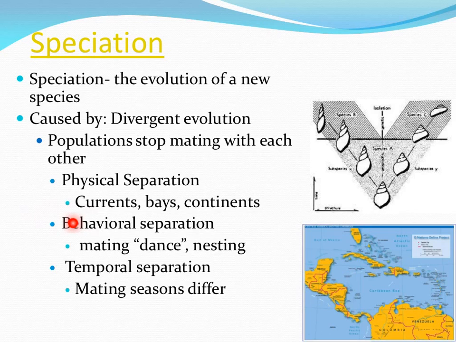Or you could have temporal separation. Think of tempo as being time. Their mating seasons are different. One fish is looking for its mate in November, the other one's looking for its mate in January. They're not looking at the same time. They're not interested in the opposite sex at the same time. So they stop mating, and again, they can diverge and create a whole new species.